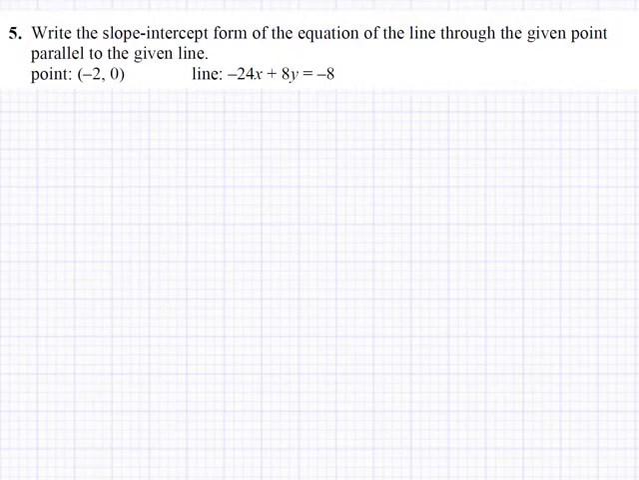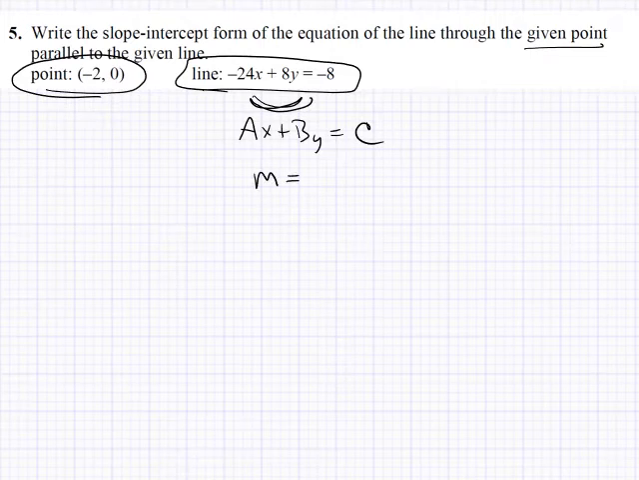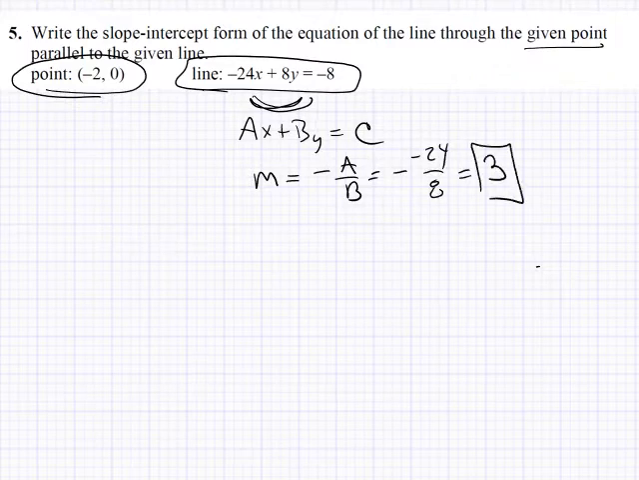All right, so we want to write the equation of the line that's through the given point, -2, 0, and parallel to this line here. So we would have to find the slope of this line. This is in the ax plus by equals c format, standard form. And when we have it in standard form, the slope is always going to be -a over b. So in that case, we're going to get -24 over 8, which gives us +3.